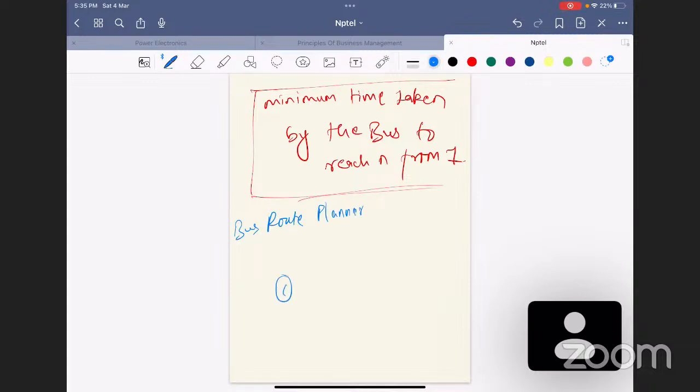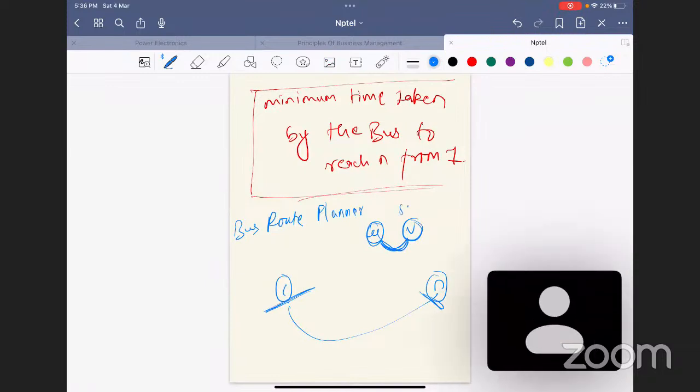You have n stops from 1 to n. You want the bus to start from 1 and reach n in the minimum amount of time, and for every stop u and v, you have the time allocated between them. Okay, not for every u and v, but for some u and v, you have the time allocated between them.